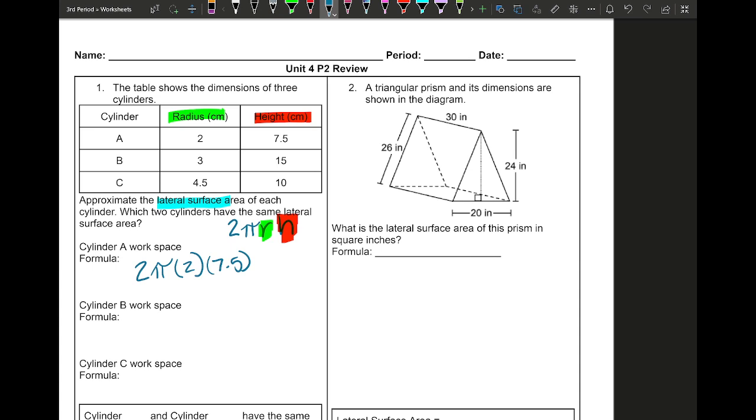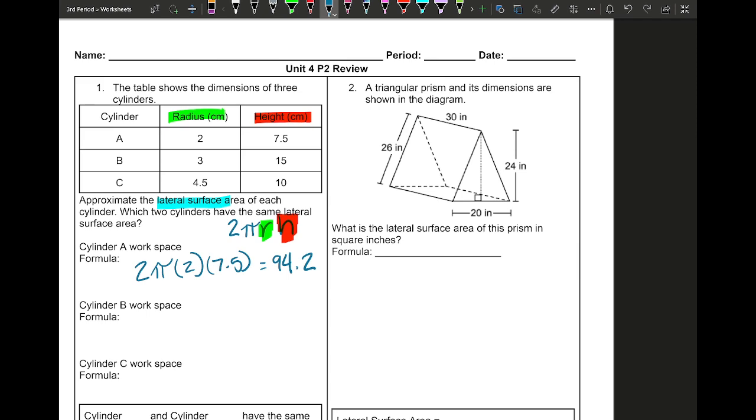7.5. When you put this on the calculator, you're going to get 94, and we're going to round to the nearest tenth, 94.2 units squared. So that is the lateral surface area for the first cylinder.